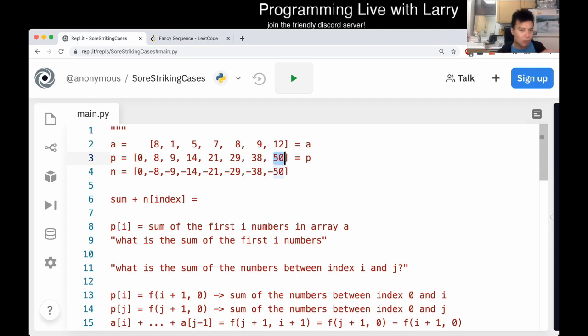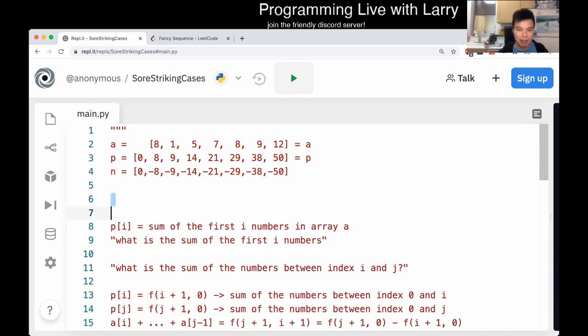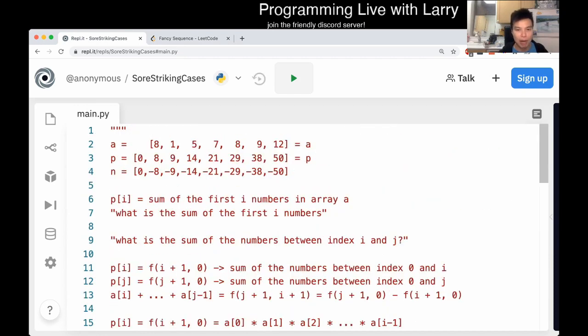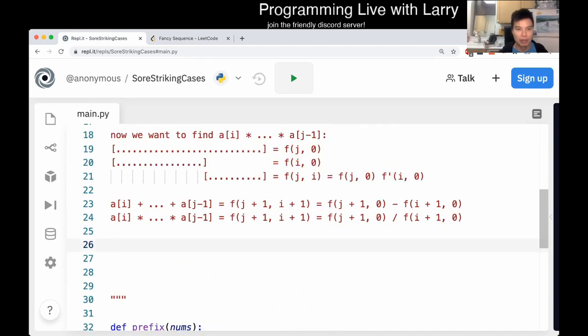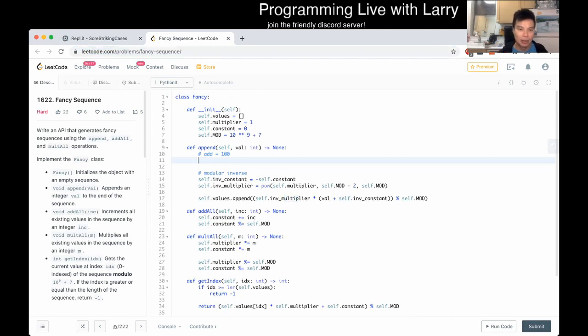So this is just the inverse of it, and you could do the same thing for the multiplication as well. This is going to come in handy as we work toward the more difficult problem of what we're doing with fancy sequence. Fancy sequence is a recent hard problem on the LeetCode contest.